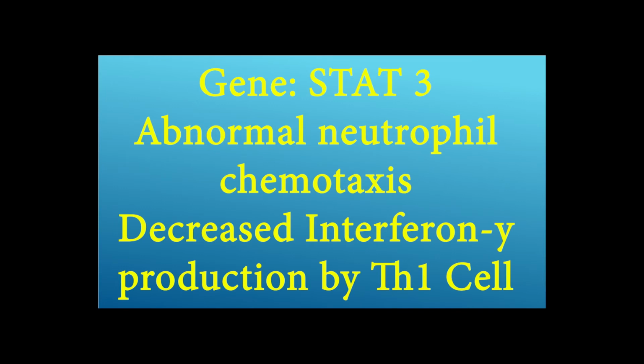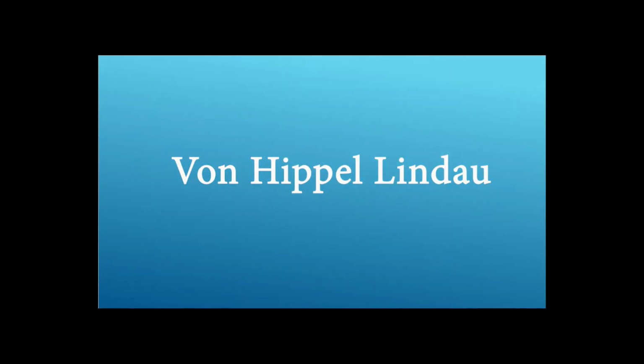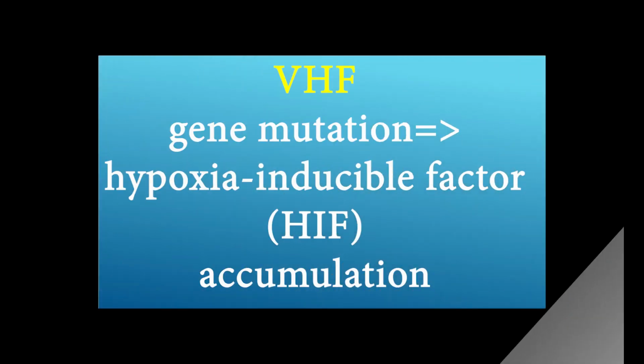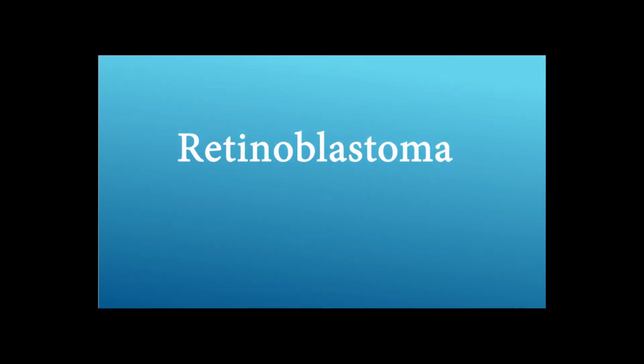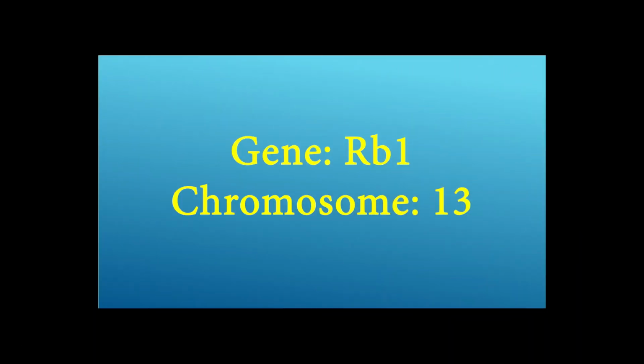Job syndrome, also known as hyper-IgE syndrome. Gene, STAT3, abnormal neutrophil chemotaxis, decreased interferon gamma production by Th1 cell. Von Hippel Lindau. VHL gene mutation leads to hypoxia-inducible factor, HIF, accumulation. Retinoblastoma. Retinoblastoma has RB1 gene mutation on chromosome 13.